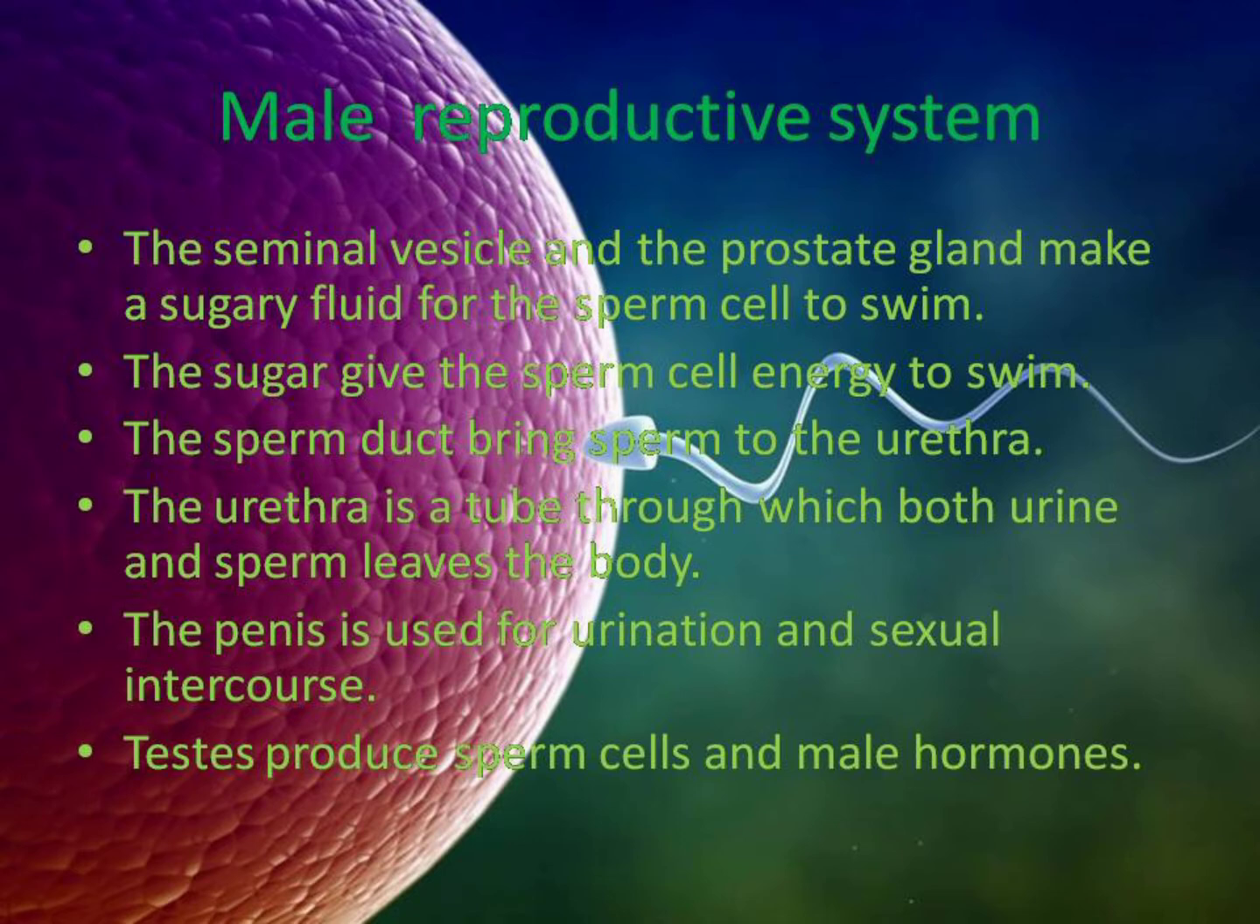The seminal vesicle and the prostate gland make a sugary fluid for the sperm cell to swim in. The sugar gives the sperm cell energy to swim. The sperm duct brings sperm to the urethra. The urethra is a tube through which both urine and sperm leave the body. The penis is used for urination and sexual intercourse. Testes produce sperm cells and male hormones.